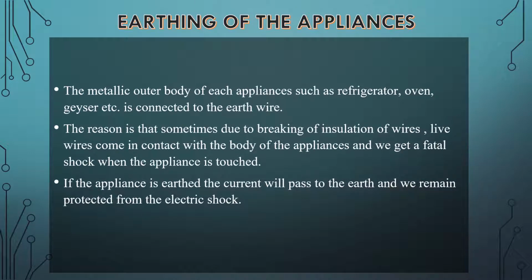Next topic is earthing of the appliances. The metallic outer body of every appliance such as refrigerators, ovens and geysers is connected to the earth wire. The reason is that sometimes, due to breaking of insulation of wires, the live wire comes in contact with the body of the appliance and we may get a fatal shock if the appliance is touched. If the appliance is earthed, then the current will pass to the earth and we will be protected from the electric shock. As a result, the metallic outer body of appliances is always connected to the earth wire.